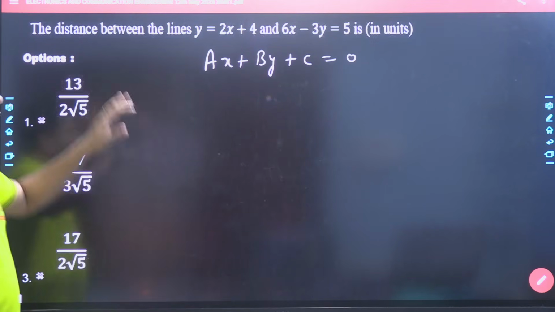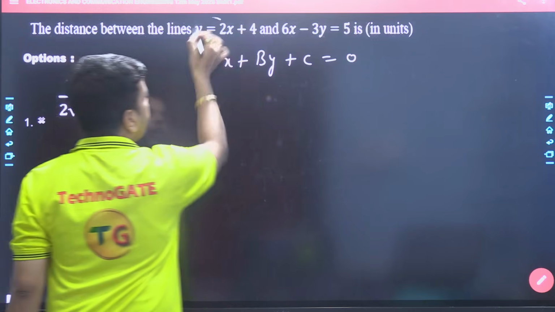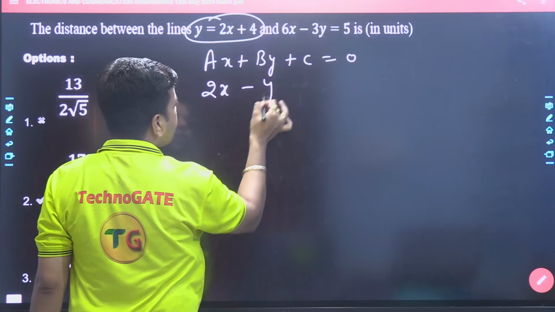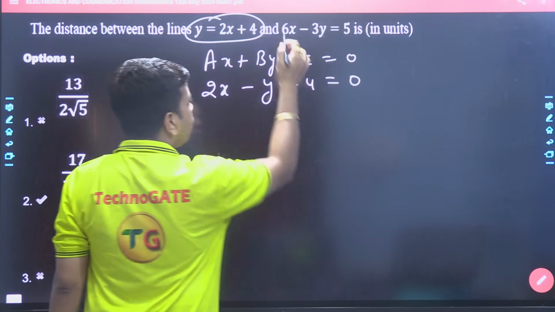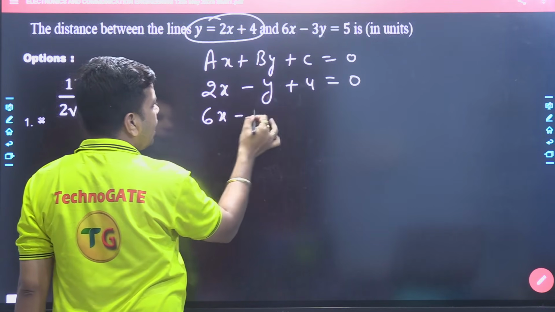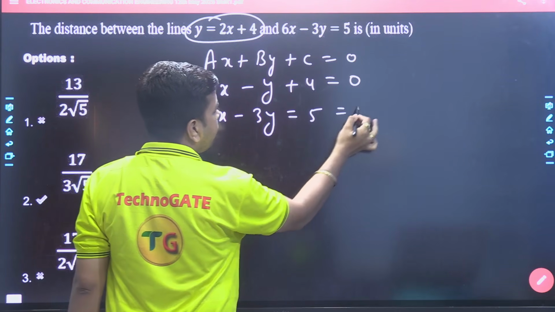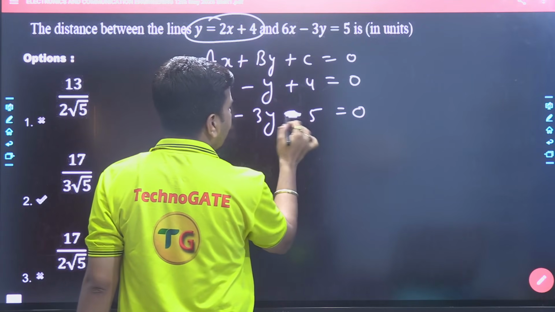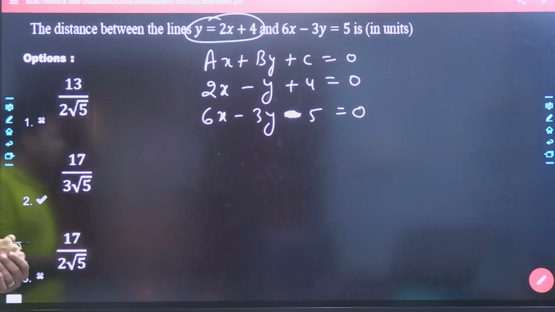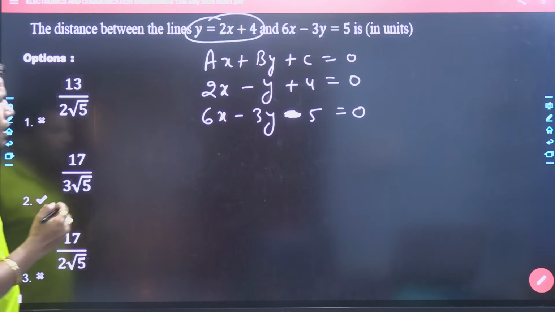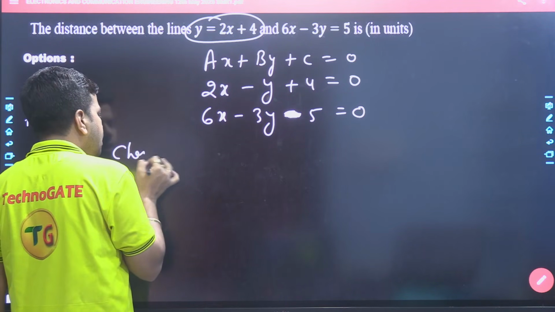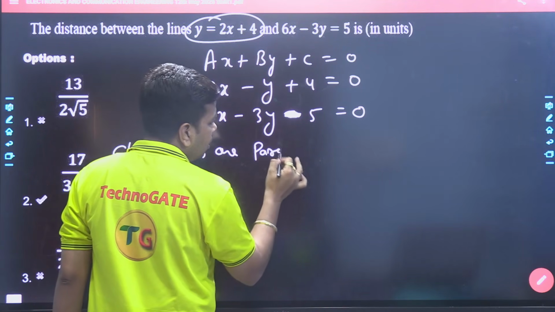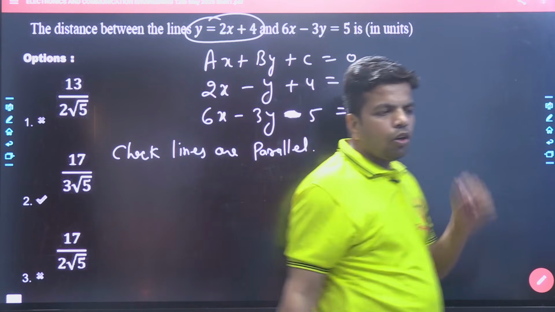Okay. Now convert both equations into the standard format. If we write the first equation in the standard format, this is 2x minus y plus 4 equals 0. And the second one is 6x minus 3y equals 5, so this 5 comes here and becomes minus 5 equals 0. Now first of all we need to check that the lines are parallel or not.